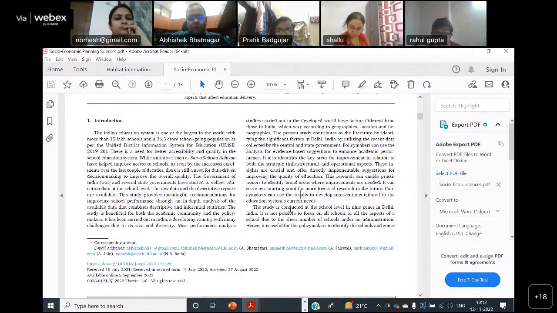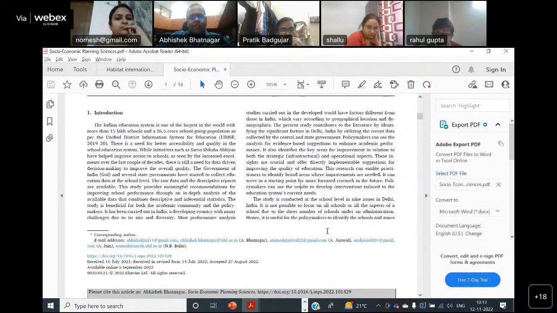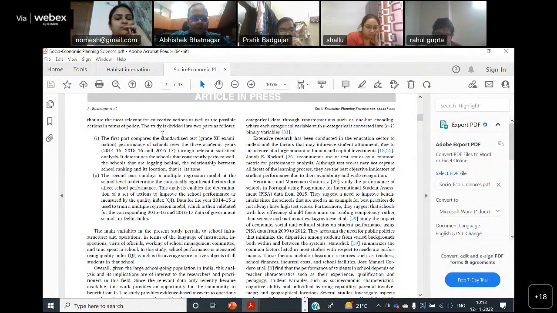Then a brief on how your research is conducted, that we conducted it at the school level in this zone. It is not possible to focus on all schools and all aspects, so that's why our problem is important. Then a brief bullet points of how we divide the studies in 2 parts. So the first part compares this, second part employs this. So this is the overall gist. So don't go into the details of the methodology.